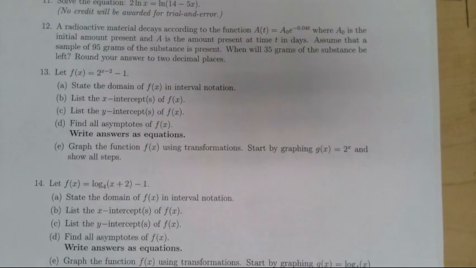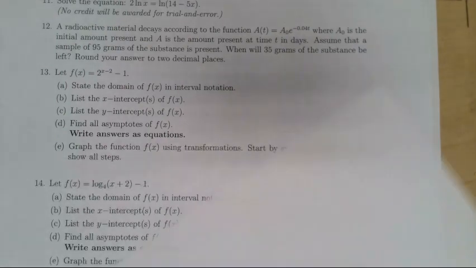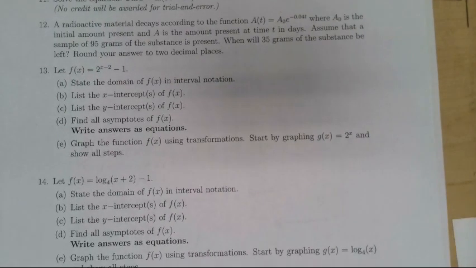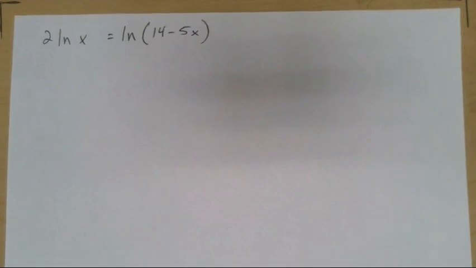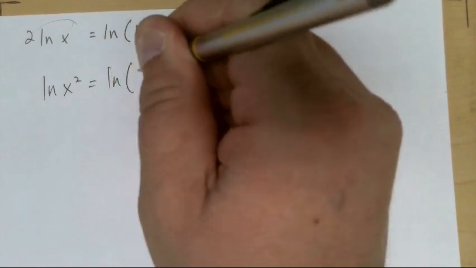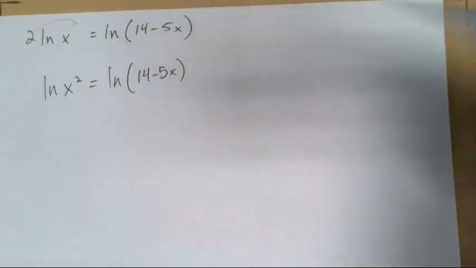The next problem says 2 natural log of x equals natural log of 14 minus 5x. And it says solve it. Okay, so I'm going to solve that. 2 natural log of x equals natural log of 14 minus 5x. Okay, so I'm looking at that, and if I move this 2 up in there, I can do that because a coefficient becomes a power. I get natural log of x squared equals natural log of 14 minus 5x.